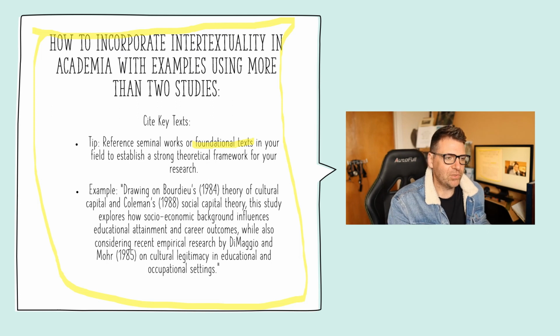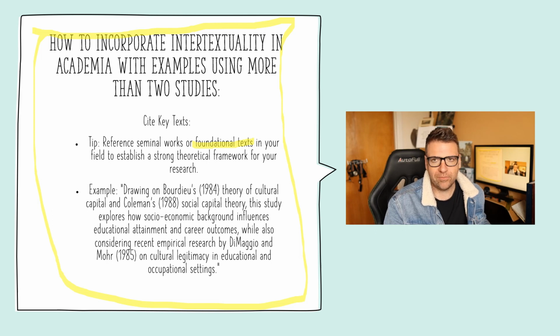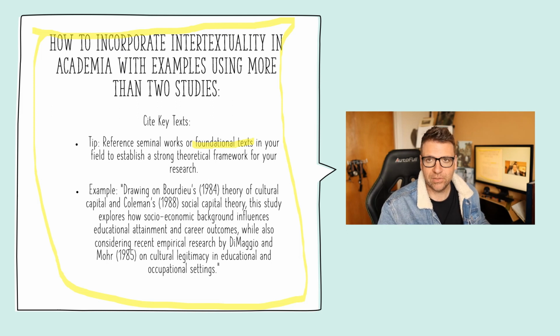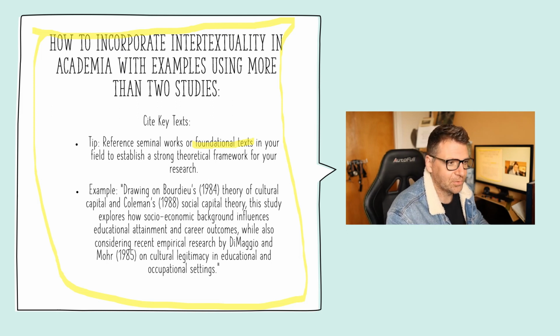I'm basically showing you examples of when your supervisor says you need to cite more than two people, you need to show how they're relevant and related to one another. This is what they're looking for. Basically saying, here's one person, here's another person, here's how they influence my study, and here's how I'm going to use that to springboard into another study.